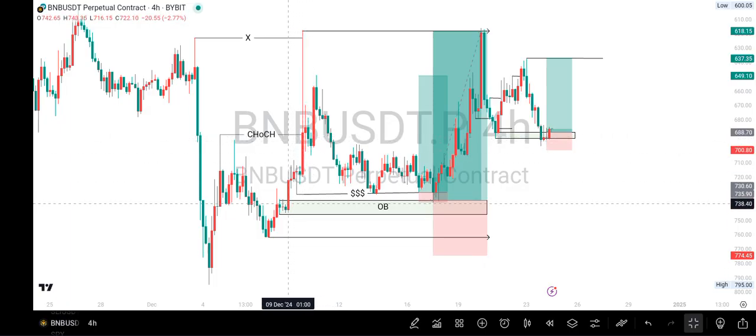So in this scenario, this is the last candle before the drastic move to the upside.